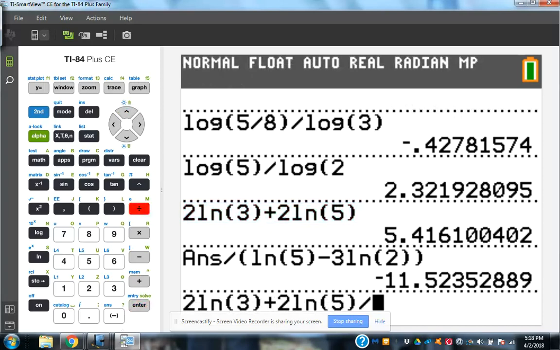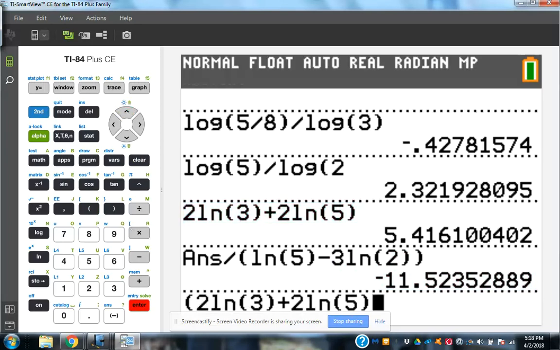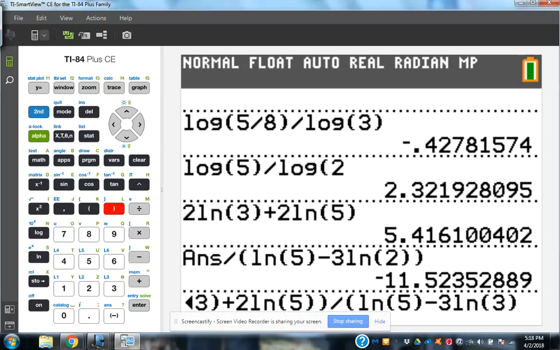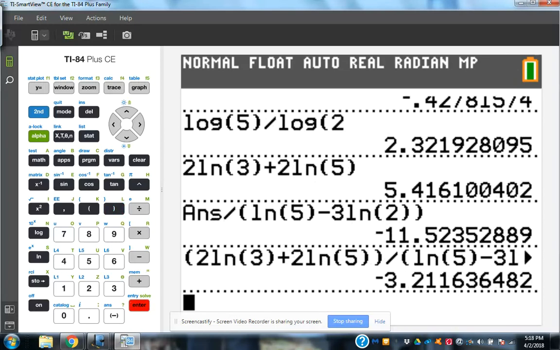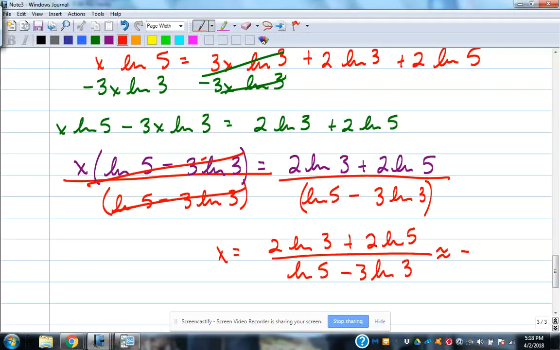That divided by... I'm glad you caught that because we'd have had the wrong answer in our notes. Divided by, and then natural log of 5 minus 3 natural log of 3. That's where we made the mistake. I put a natural log of 2 in there instead of natural log of 3. And hit it. Negative 3.2116 for 4 decimal places. Thank you for catching our terribly crappy error.